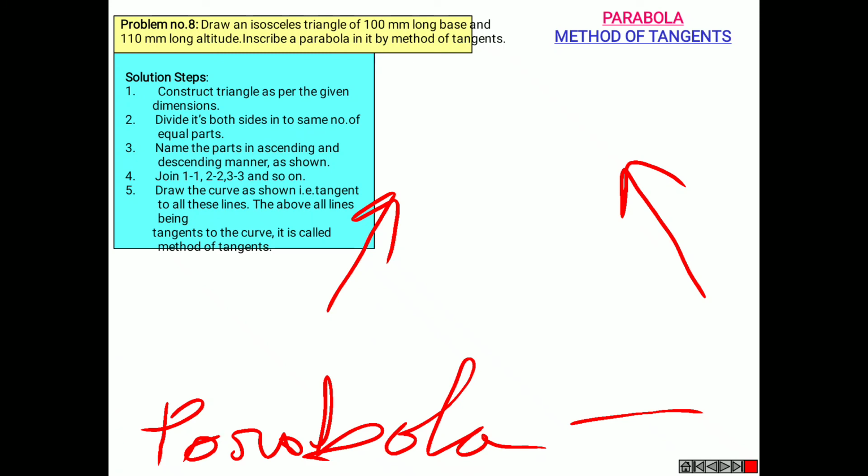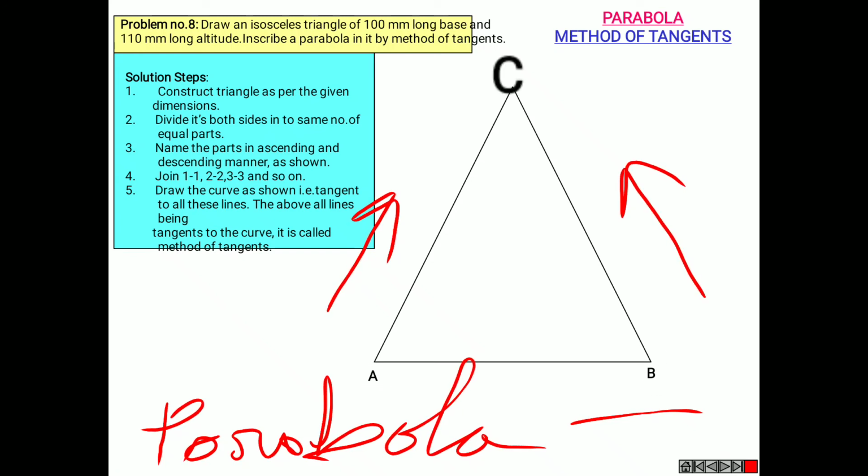So in your methods of tangents, the parabola by using method of tangent, you need to draw a triangle, an isosceles triangle, and mark it as A, B and C. Divide AC and CB lines into an equal number of parts and denote the points A to C in ascending order and B to C in descending order.